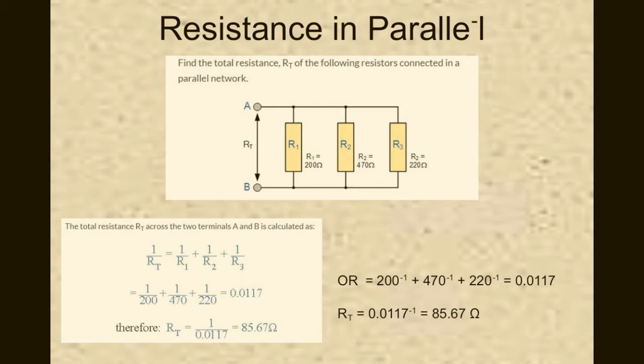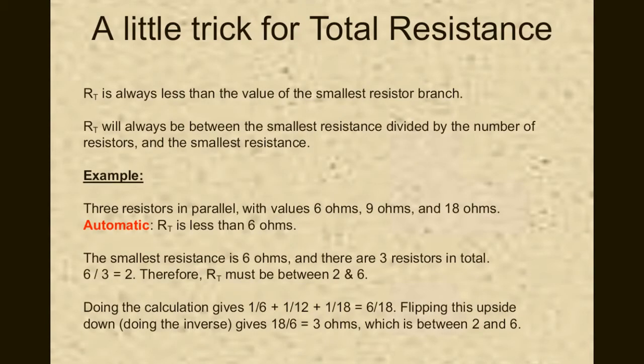So now I hope you understand why I write parallel circuits the way that I do. Now, there is a little trick for doing total resistance, and this will help you out if you ever have multiple choice questions, which in this case you will. But here's the trick: the total resistance is always less than the value of the smallest resistor branch.